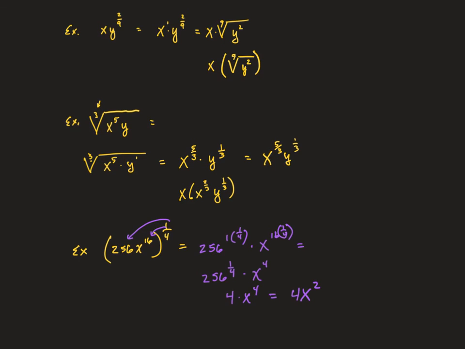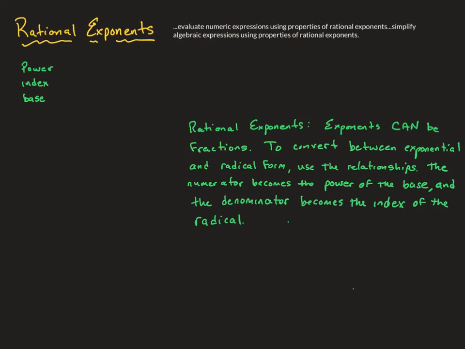So there you go. There are some examples working with these rational exponents, and we want to be able to evaluate numeric expressions and algebraic expressions using those properties. And yes, exponents can be fractions, and to convert between exponential and radical form, use the relationships. The numerator becomes the power of the base, and the denominator becomes the index of the radical.